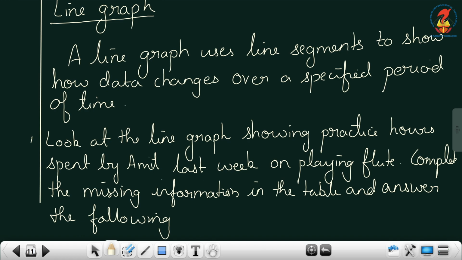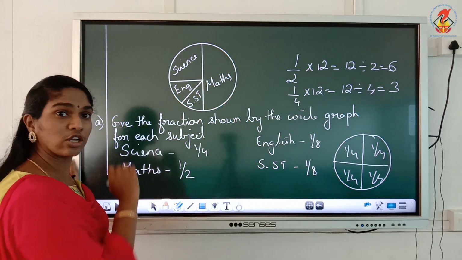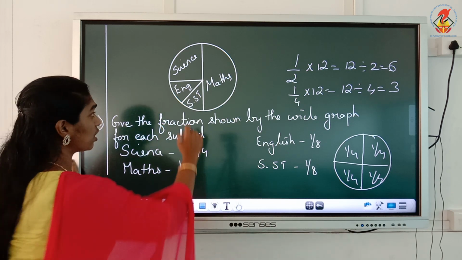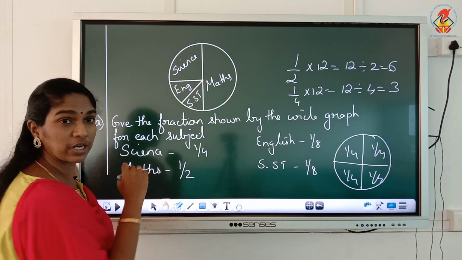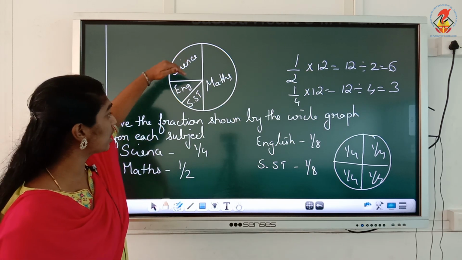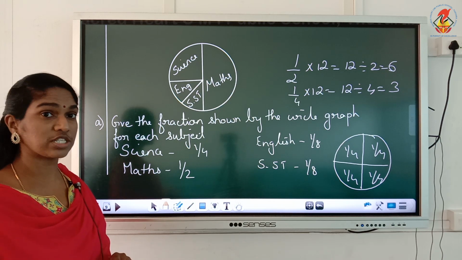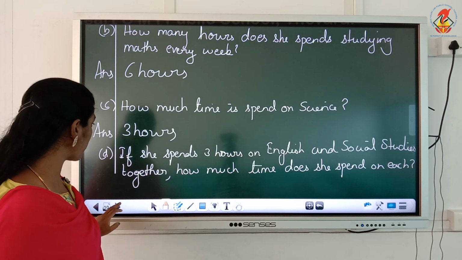So, what about English and social studies? For that also she is taking 3 hours, because this is the next 1 by 4th part. Okay, here it is 1 by 4, for science is taking 3 hours. This is also 1 by 4, for English and social studies together she is taking 3 hours. So, you have a question for that.